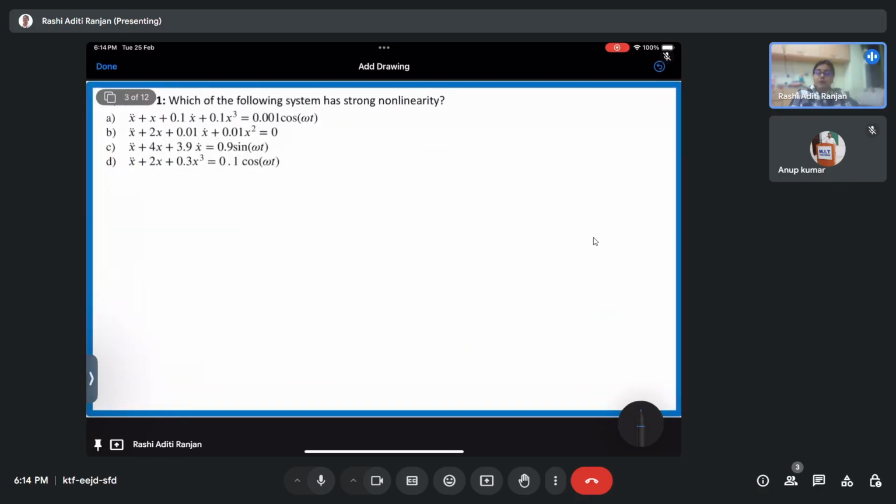Okay, so the question says, which of the following systems has strong nonlinearity? So why is there a difference between strong and weak nonlinearity? And how is it even important that we should know whether my system has a strong or weak nonlinearity, right? So the thing is that, if my system has linearity and then there is a nonlinear term.